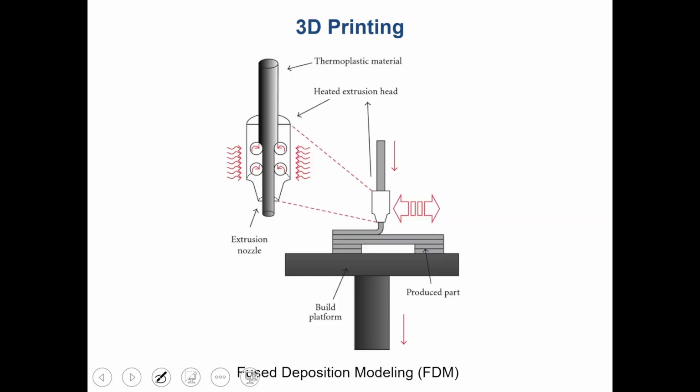So this is fused deposition modeling. Here are the nozzles, and thermoplastic materials are the feed materials. This is the heated extruder. We have to heat and melt the material, and this printing material will produce the parts. This is the stage where the metal or ink comes and prints the parts.